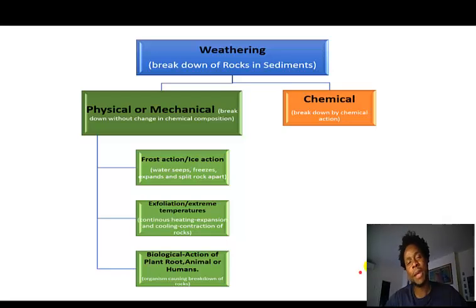So let's wrap that up. Weathering has two kinds: mechanical or physical, and chemical. Common examples of physical weathering are frost action, when water seeps and freezes and expands and splits the rock apart. Then you have exfoliation caused by extreme temperature, continuous heating and expansion, and cooling and contraction of the rock over time. And then you have biological action due to the roots of plants or animals or humans.